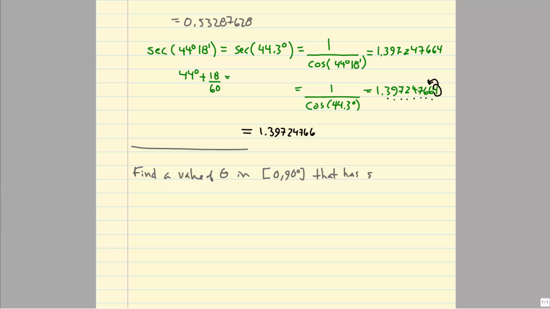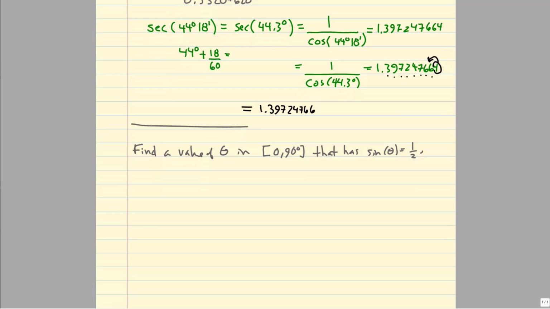has the sine of theta equal to 1/2. Well, because we have our trig functions memorized and their values for the standard angles, the quadrantal angles, and the 30, 60, and 45, we know that the sine of 30 degrees is 1/2, and 30 degrees is in this interval, so I would say theta equals 30 degrees. Now, there's no other angle between 0 and 90 degrees that has a sine equal to 1/2 other than 30 degrees. So that's the only possible value.